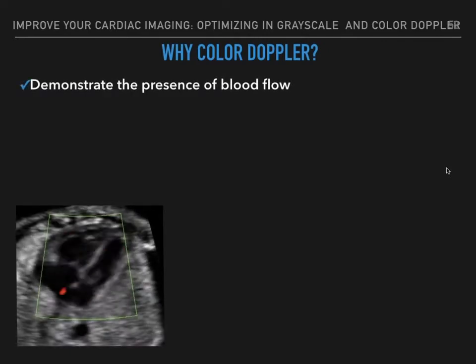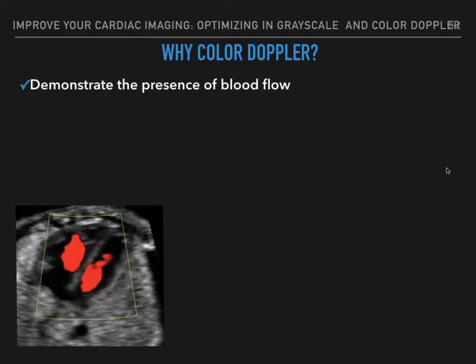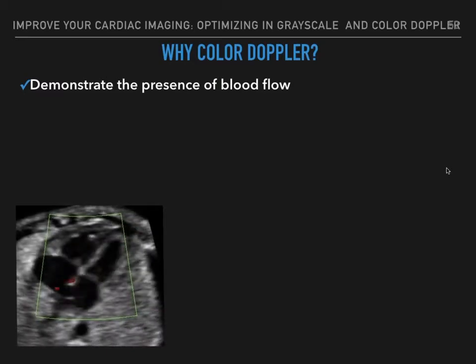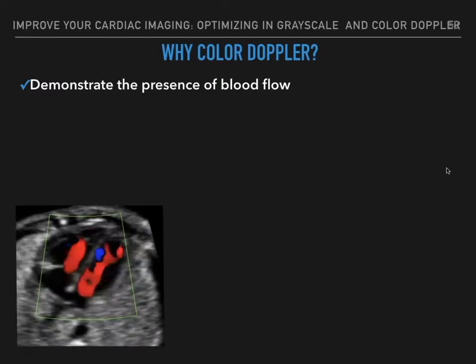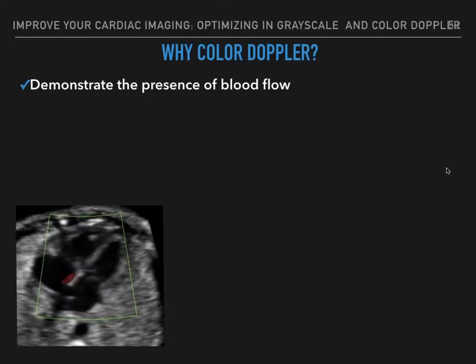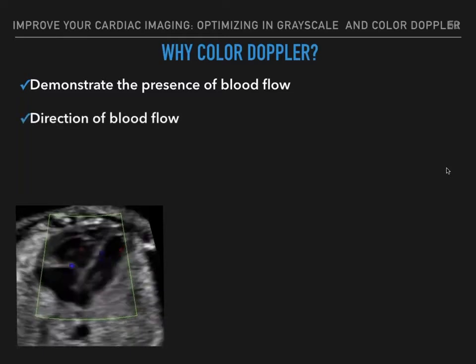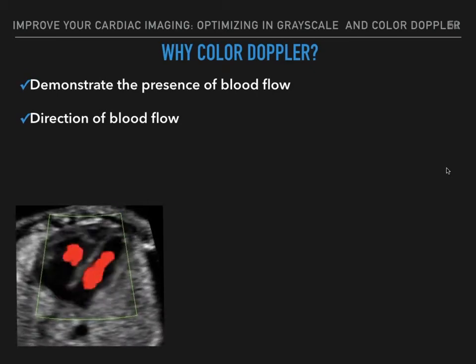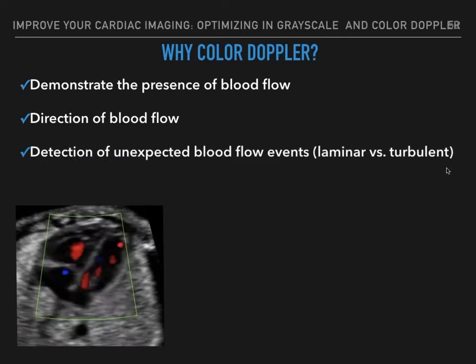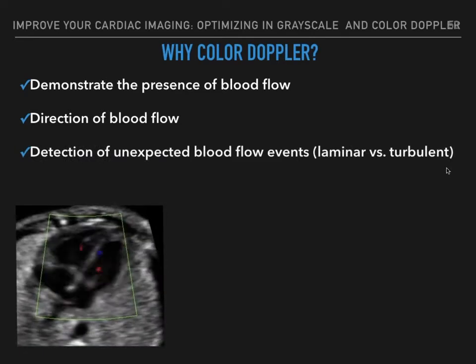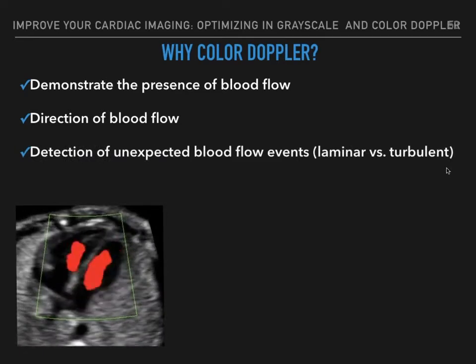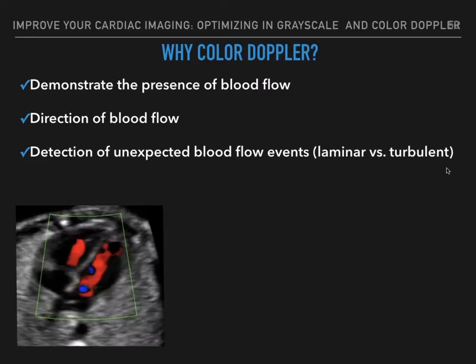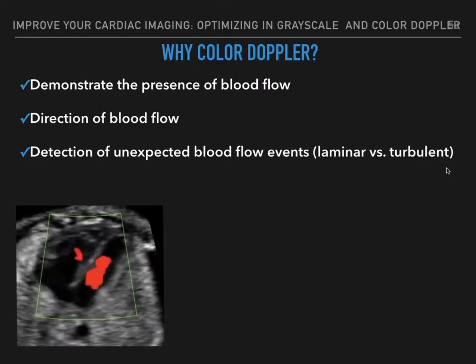For one, it does demonstrate the presence of blood flow, so being able to determine perfusion across the valve, whether the valve is either atretic or dysplastic. It also demonstrates the direction of blood flow, whether blood flow is antegrade or retrograde going through the aortic arch or through the valves. Also detection of unexpected blood flow events, such as shunting across a ventricular septal defect, or if there's laminar or turbulent flow going through the valves or the arches.